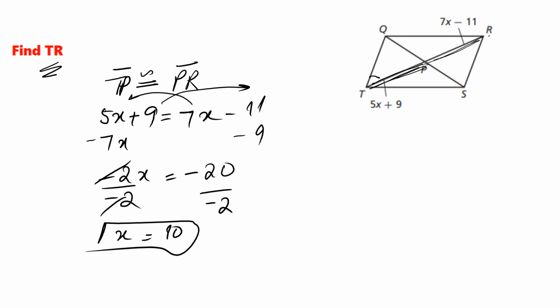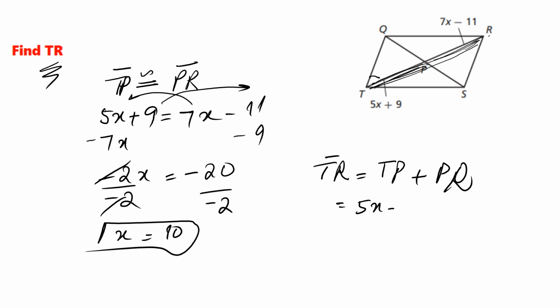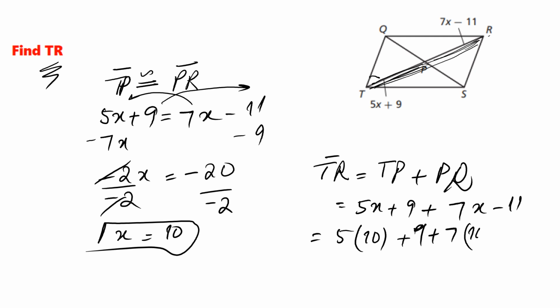Now they are asking what is TR. Can you see that TR is the whole diagonal? So TR is equal to TP plus PR. What is TP? It's 5x plus 9. And what is PR? 7x minus 11. Replace the x by 10. So 5 times 10 is 50 plus 9 is 59, plus 7 times 10 is 70. So 59 plus 70 is 129. 129 minus 11 gives us 118.